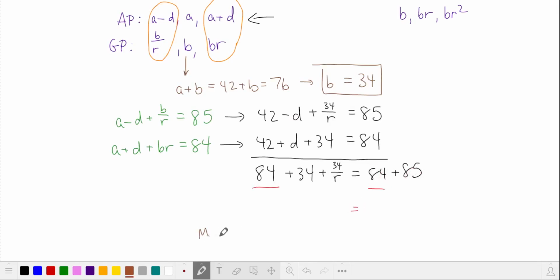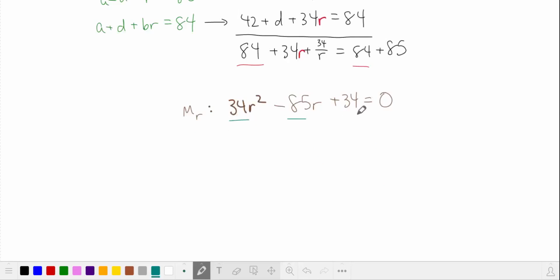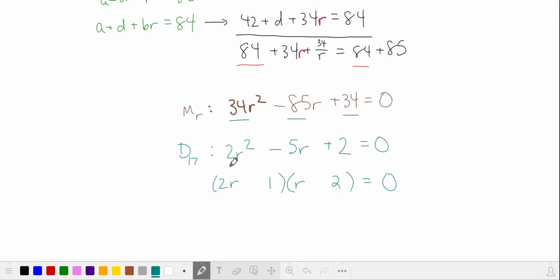Let's multiply the terms here by r to get rid of this fraction. And since it'll end up as a quadratic, we'll put all the terms on one side. If you're lucky, you'll notice that these three coefficients are all multiples of 17. So we'll divide by 17, which makes it a lot easier to factor. We want a product of 2, so let's put a 2 here and a 1 here. That'll give us 2r times 2, which is 4r, and then another r, so we'll make these both negative to give us minus 5r. Our two solutions for r are 1/2 and 2.